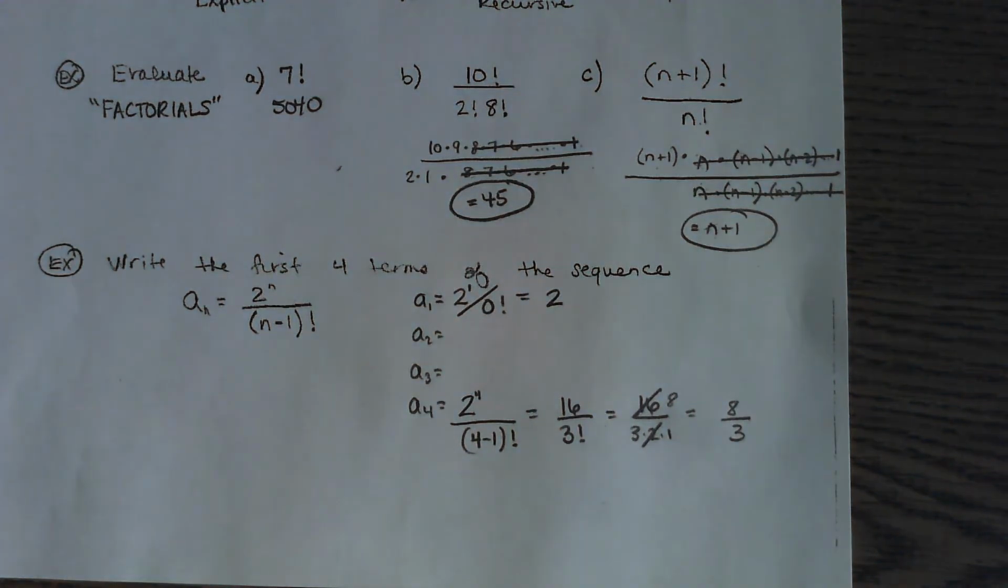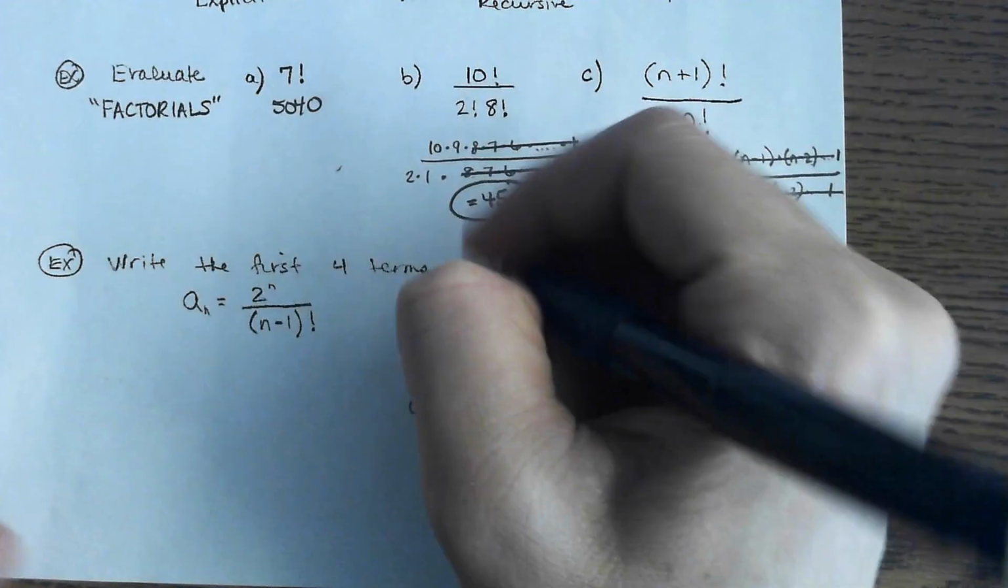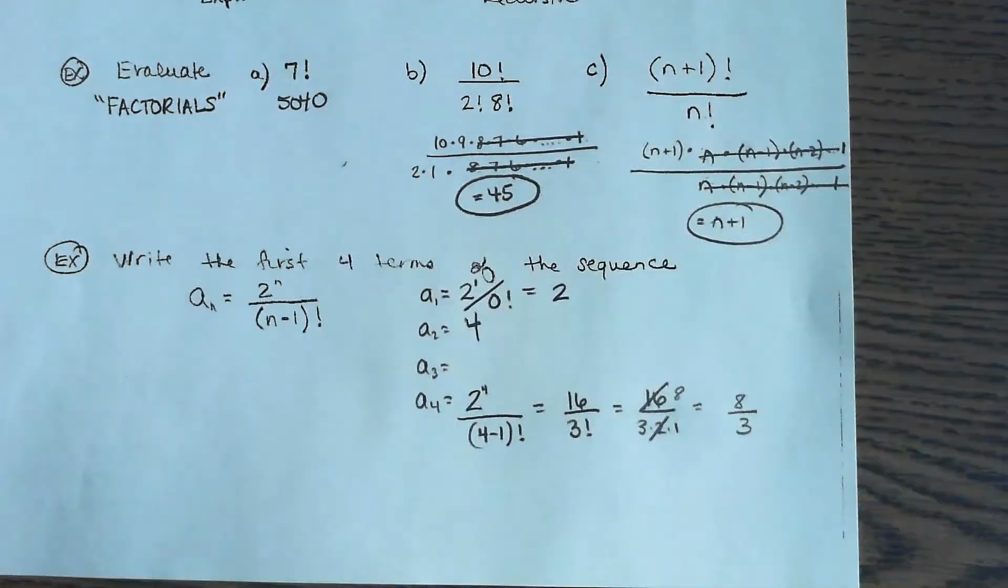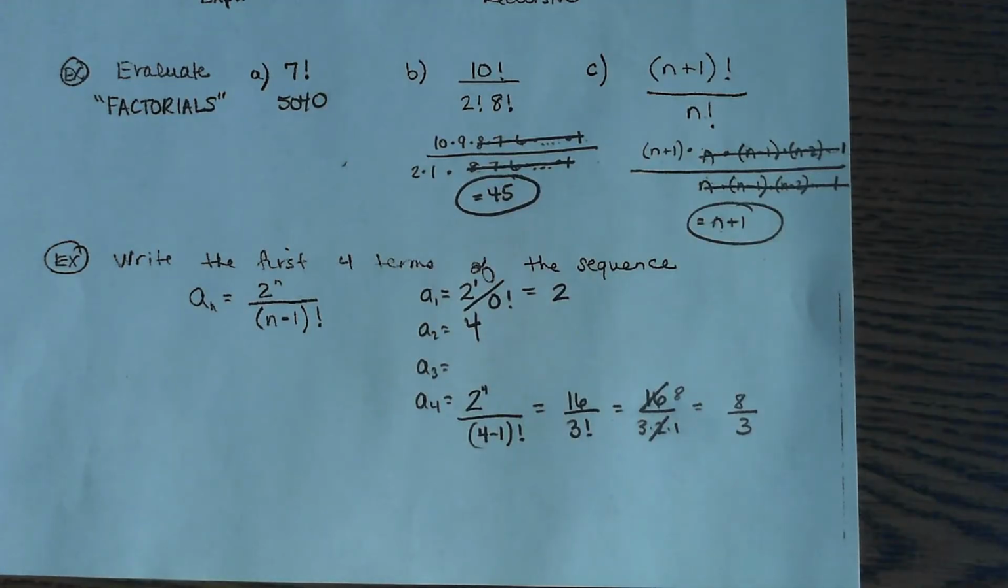Okay, Mackenzie, what'd you get for a sub 2? Mitch, do you agree? Okay, and a sub 3. Marissa, what'd you get? You what? Oh, okay, Olivia? You also got 4.